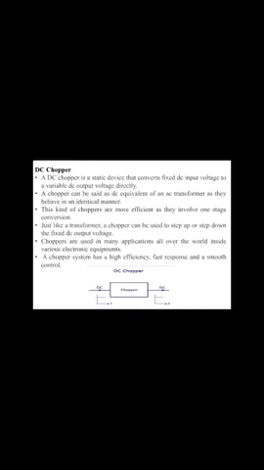Coming to the DC chopper, it is a static device that converts a fixed DC input voltage to a variable DC output voltage directly. The chopper can be seen as the DC equivalent of an AC transformer, as they behave in an identical manner. This kind of chopper is most efficient as it involves one stage of conversion. Just like a transformer, a chopper can be used to step up or step down the fixed DC input voltage.